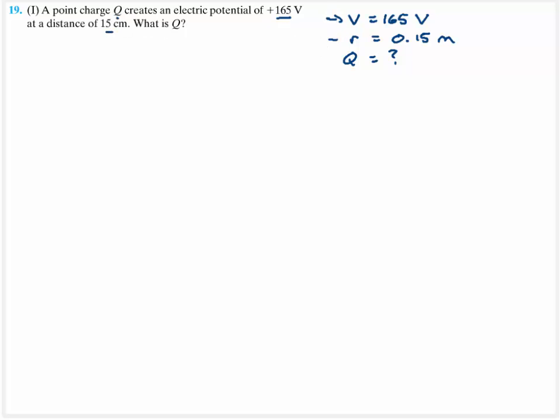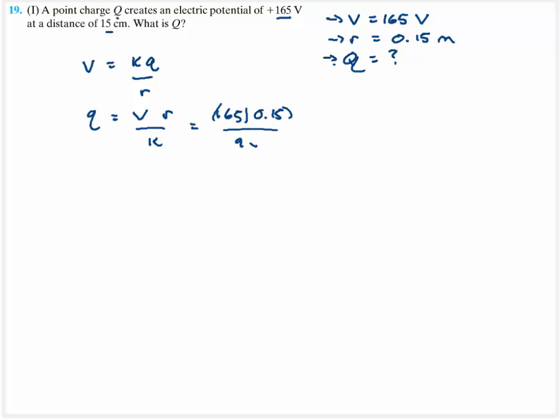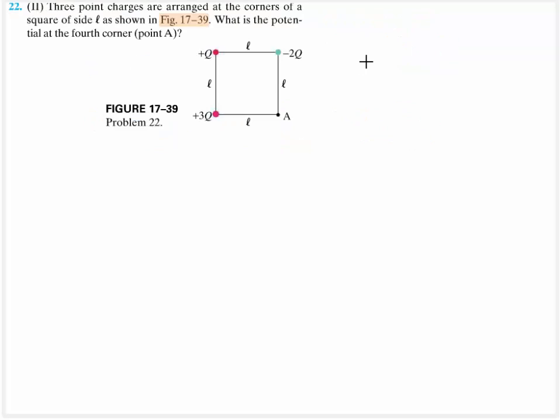And for problem number 19, we have some point charge creating some potential that we know, and we know how far away we are from that charge, and we're simply looking for what that charge is. Well, we know that V is going to be equal to KQ divided by r, lowercase. And so Q is simply going to be the potential multiplied by the distance divided by K. So 165 volts multiplied by 0.15. Divide that guy by 9 times 10 to the 9th. And I'm going to come up with my charge being 2.8 times 10 to the negative 9th coulombs.